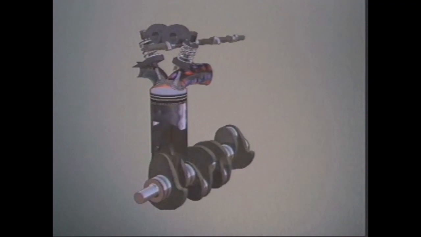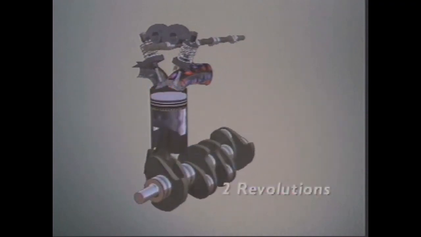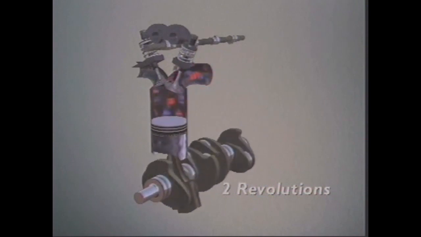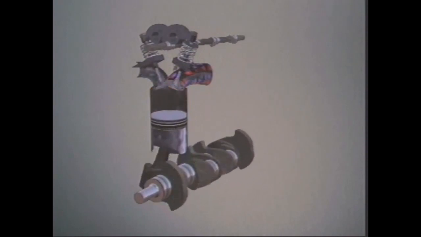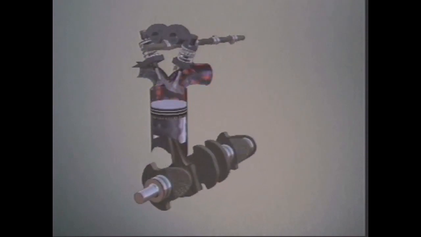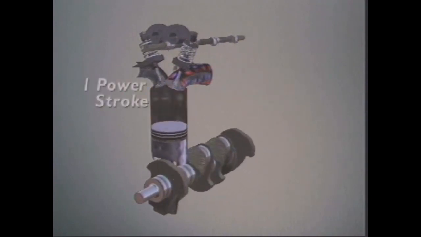In one 4-stroke cycle, the crankshaft does 2 revolutions. In those 2 revolutions, how many strokes does the piston make? It does 4 strokes. Out of those 4 strokes, how many actually produce energy? In one 4-stroke cycle, only 1 stroke out of 4 delivers new energy to turn the crankshaft.